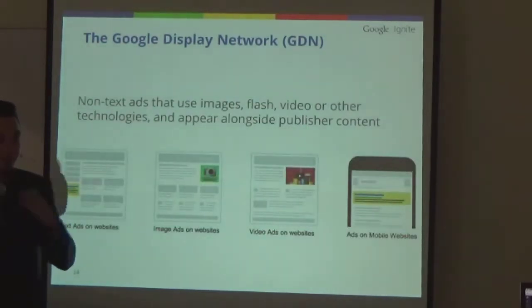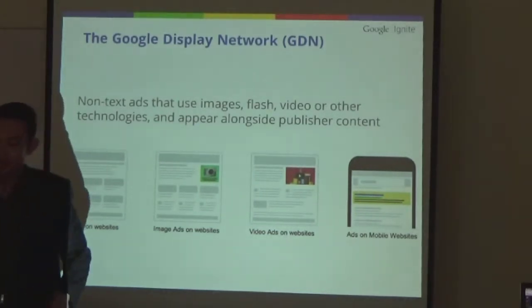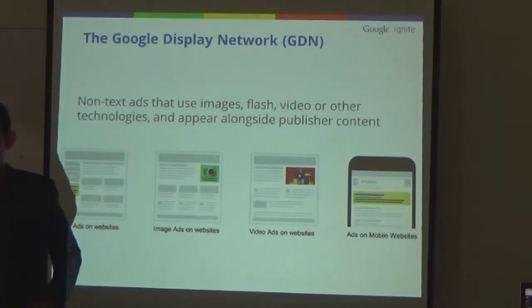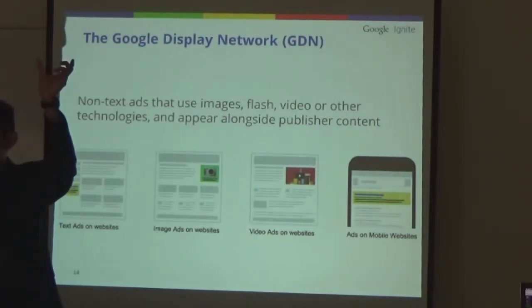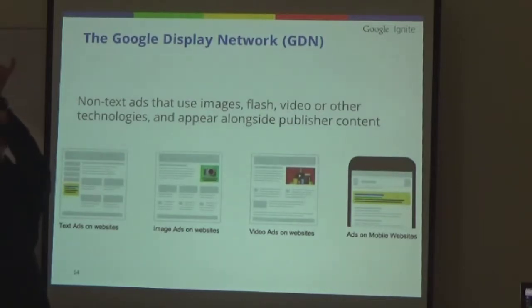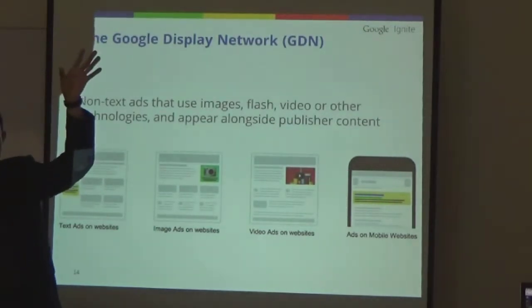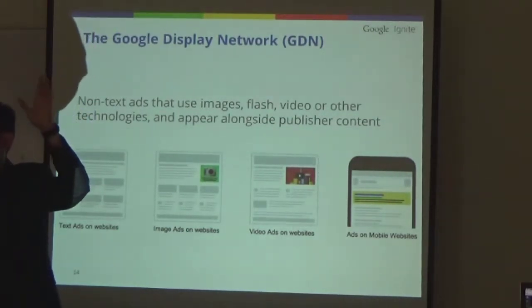And to simplify, what is the Google Display Network? It simply means non-text ads that use image, Flash, videos or other technologies that appear alongside publisher content. Now, typically in search, we talk about ad tags, just words, right? We do ad groups, we write an ad text, we advertise. We want to get visibility when someone puts some keywords in the search query box.